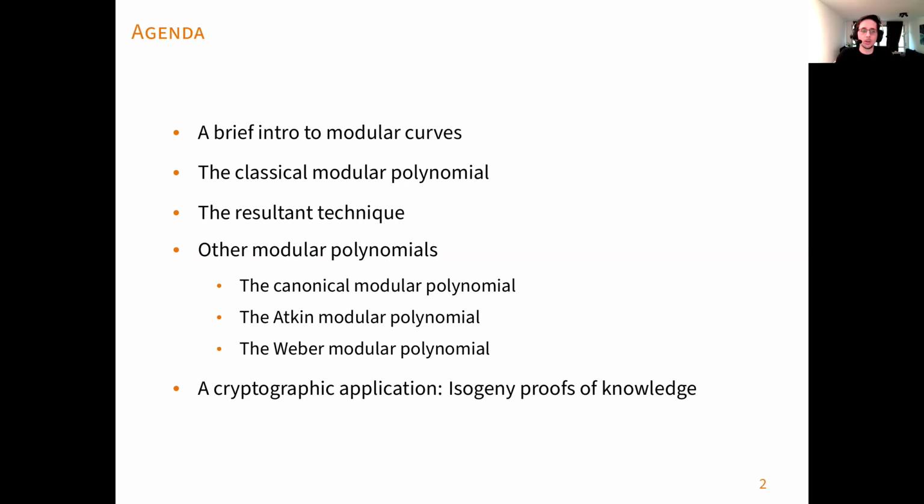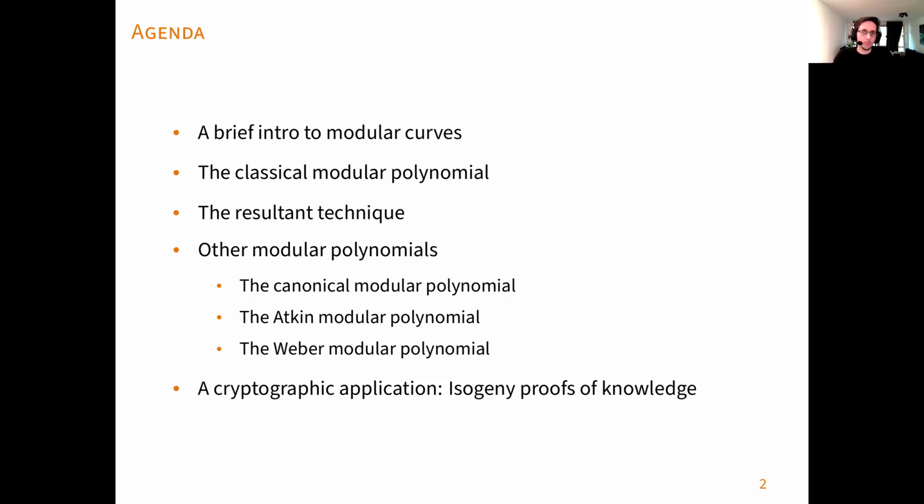and this will become clearer in the talk, we will introduce the resultant technique, as I like to call it, basically using resultants to prove some stuff about the other modular polynomials in an easier way than going into the modular picture. And then we will start looking at these other modular polynomials, namely the canonical, Atkin, and Weber modular polynomials. And finally, we will show an application, namely we'll look at isogeny proofs of knowledge using these different modular polynomials.